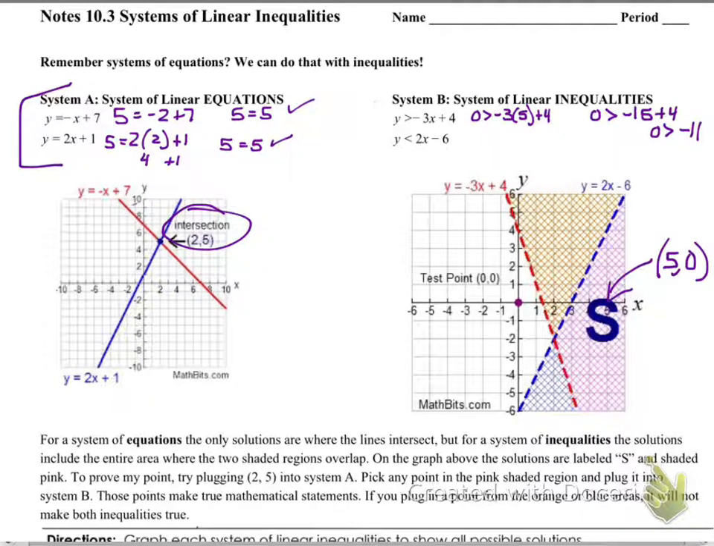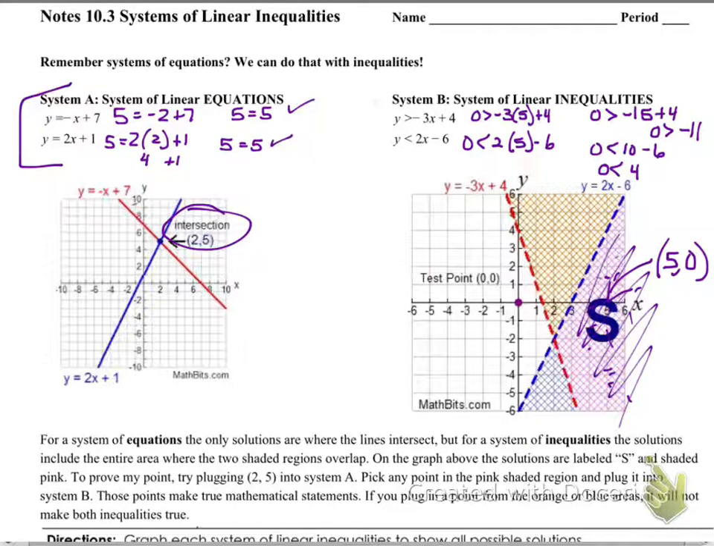And then let's see, does that point work in the other equation also? Is 0 less than 2 times 5 minus 6? 2 times 5 is 10, right? 0 is less than 10 minus 6. What's 10 minus 6? 4. Awesome. Is 0 less than 4? Yeah. So if I go through, I can plug in any of these points over here, any of them, and they all make both equations true. So that's why the systems of inequalities that you're doing today are going to look like that.